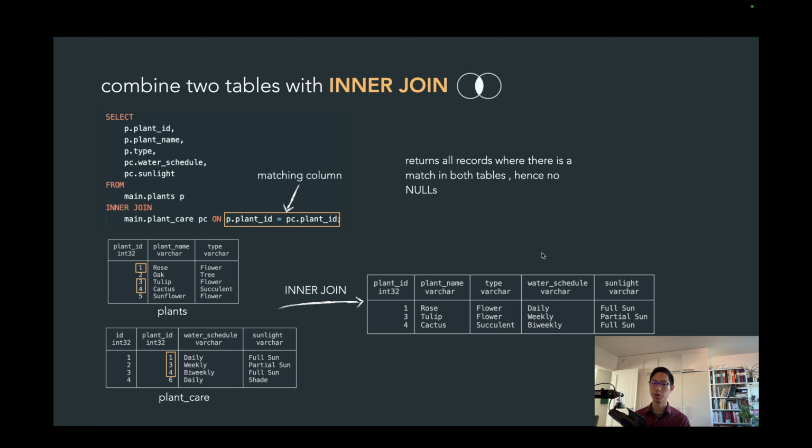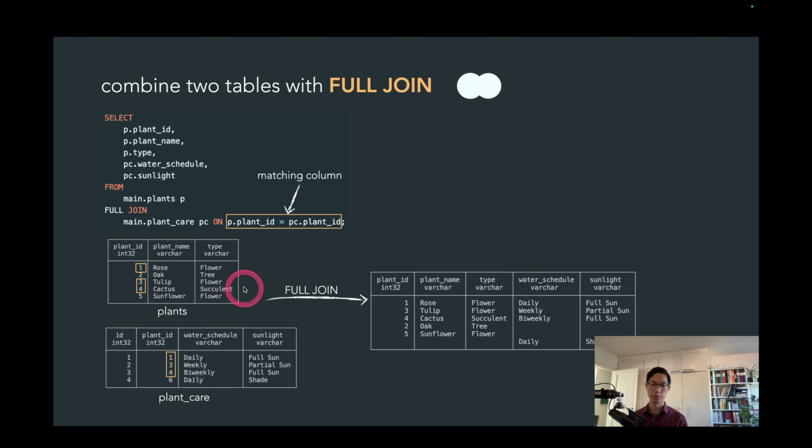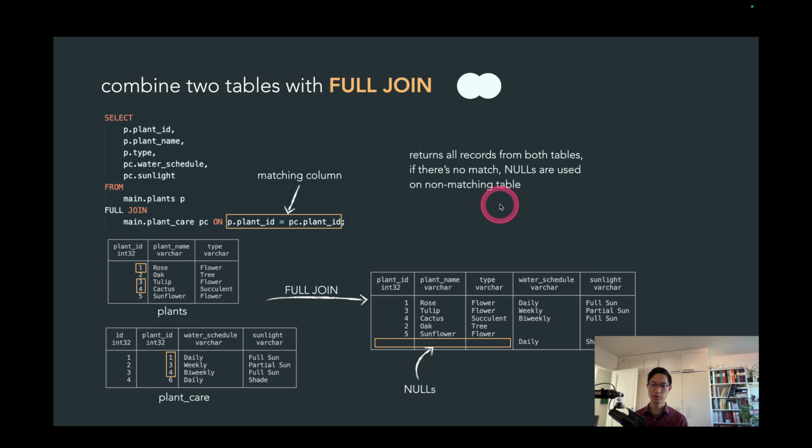Hence, there are no nulls. And finally, we have the full join, where we get data from both tables, and we get all the data. However, the missing ones from either side will be filled with nulls. So it returns all records from both tables. If there's no match, nulls are used for the non-matching side. So here we have null, and here we have null.